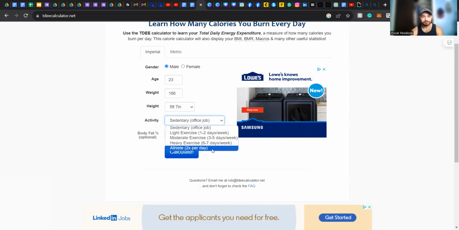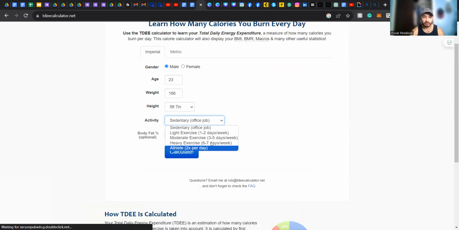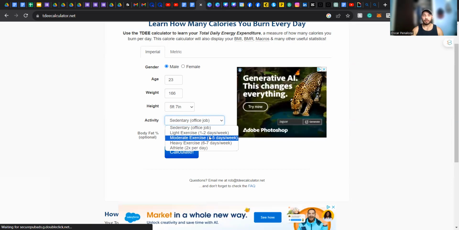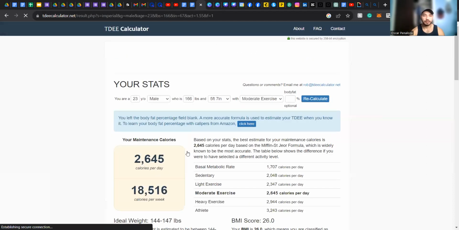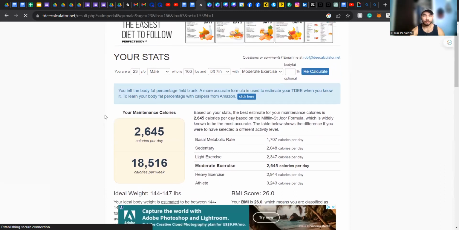So I work out a couple of times a week. So let's just go right in the middle because I'm not a full-blown athlete, but I'm also not completely sedentary. I like to incorporate different exercise. So let's go with moderate exercise. Let's calculate that. All right, so it gives us a number here. According to my stats, you're a 23-year-old male who is 166 pounds and 5'7" with moderate exercise.